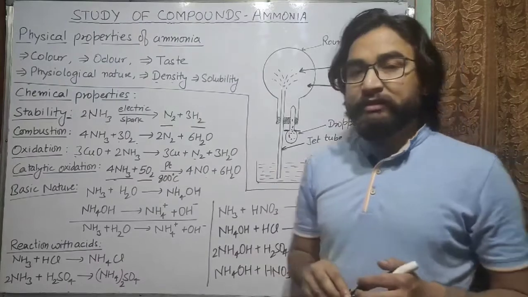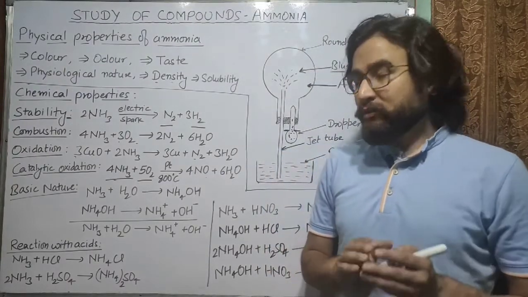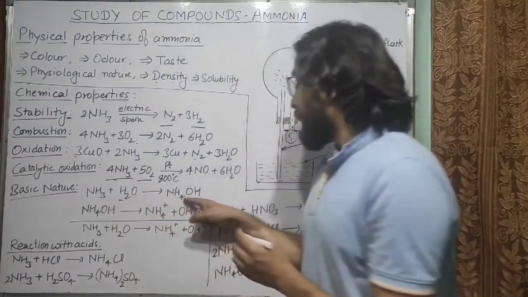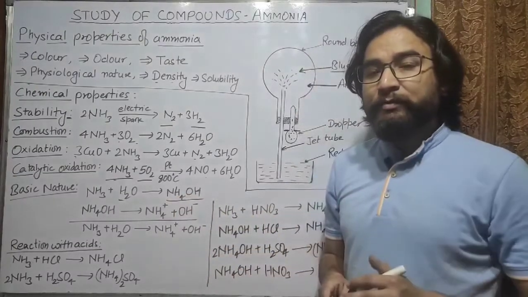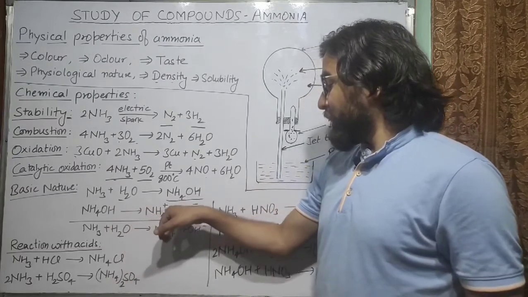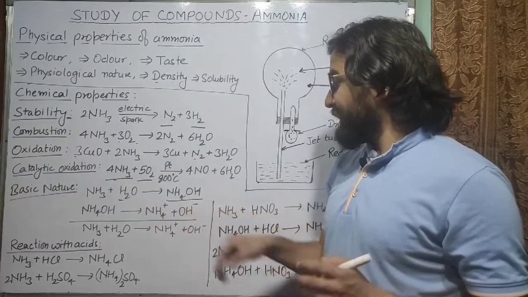The next is basic nature. We have already discussed that ammonia is basic in nature. So if we talk about its basic nature, ammonia combines with water to form ammonium hydroxide. So what is the name of NH4OH? It is ammonium hydroxide, or ammonium hydroxide may decompose into ammonium and hydroxide ion. So it will form ammonium and hydroxide ion.